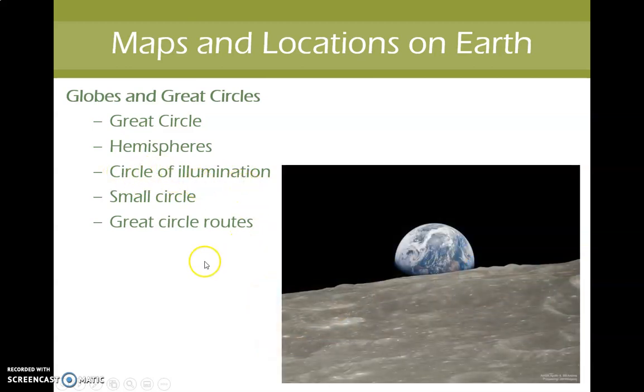And looking at the circle of illumination, this is one of the most popular pictures ever made. It's from the surface of the moon. There are many pictures of this. The very first one is the most popular, but all I'm really trying to represent here is Earthrise, but also the circle of illumination.